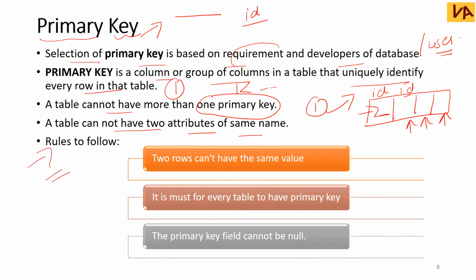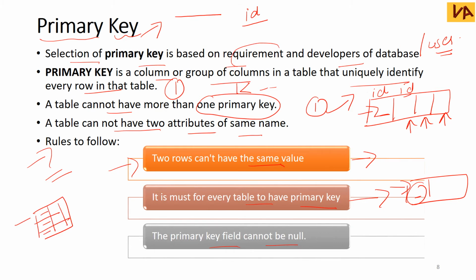The rules you have to follow while using a primary key are: two rows cannot have the same value, and two attributes or columns cannot have the same name. It is a must for every table to have a primary key. Each table will have a single primary key and that is a must. It should have a primary key. Primary key field cannot be null. Whatever column you are going to make a primary key, it should have some value. You have to put some value in that primary key column.